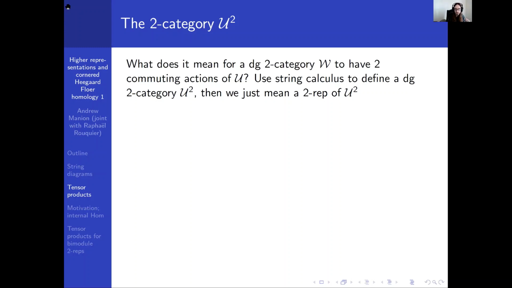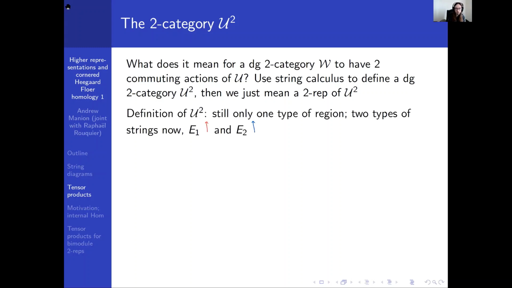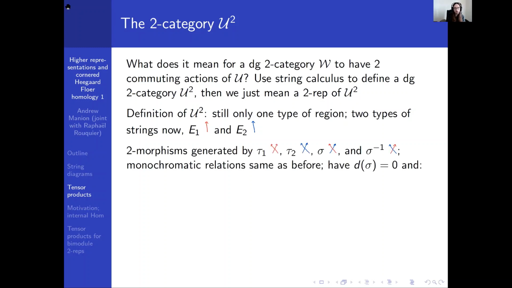Okay, so to do this, I'll define an elaboration of this U that we did. So we're going to define another DG2 category or DG monoidal category using this string calculus. It's going to still have just one type of region, but now I'm going to have two colors of strands because I'm supposed to have two commuting actions. Okay, so I'm going to have a red strand and a blue strand, both pointing up. I'll call those E1 and E2. And well, they should each have their tau on the square of each of those, so that I'll draw as a red crossing and a blue crossing, and those are going to satisfy the same relations as before.